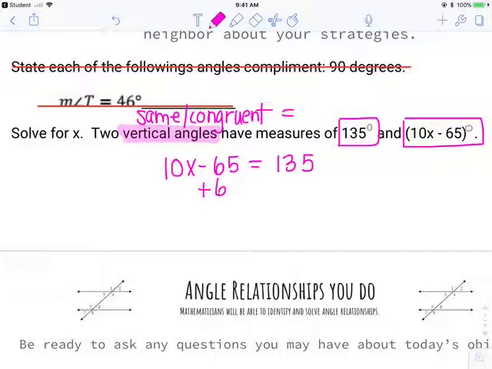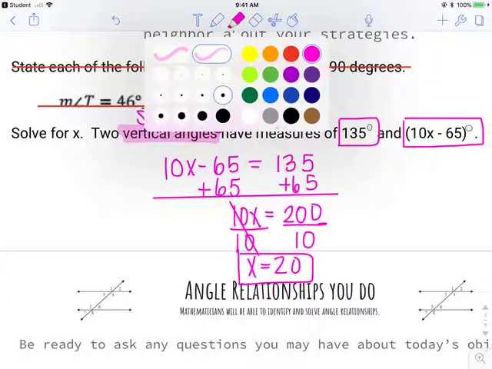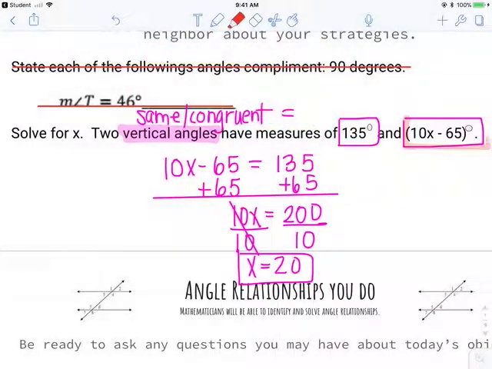So in this case, I have to add 65 to both sides. And when I do that, I get 10x equals 200. And then I divide by 10 on both sides, simplify to x, and I get 20. 20 is my x. That's not the value of my angle though. The value of my angle comes from going back to 10x minus 65.